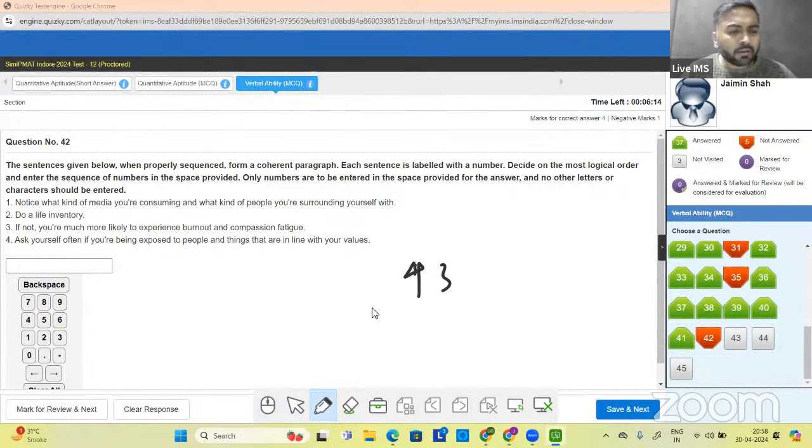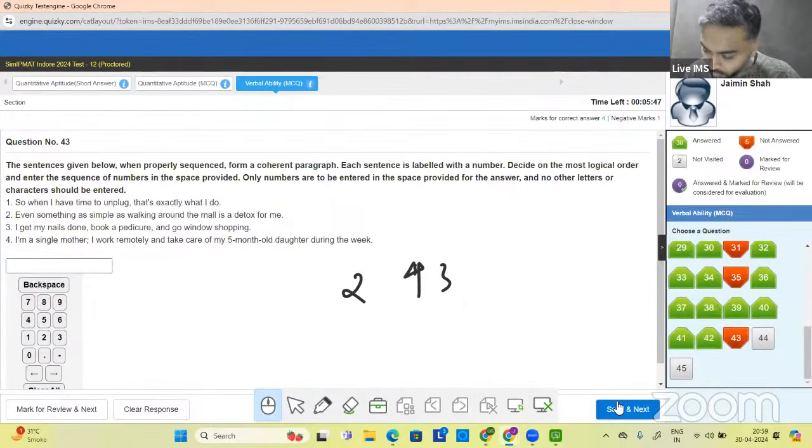Okay. Do a life inventory. Notice what kind of media you are consuming and what kind of people you are surrounding yourself with. Ask yourself often if you are being exposed. Correct. So it should be 2143.